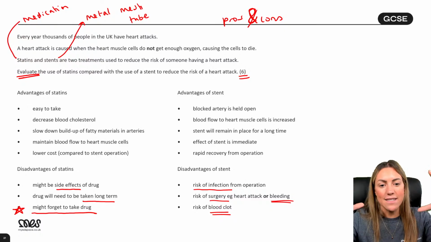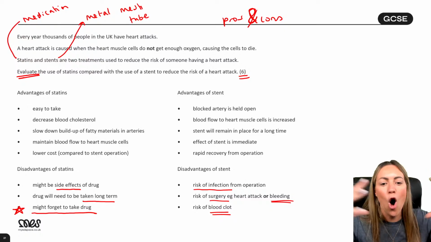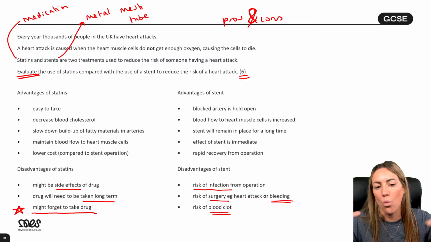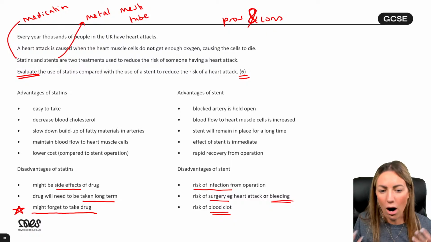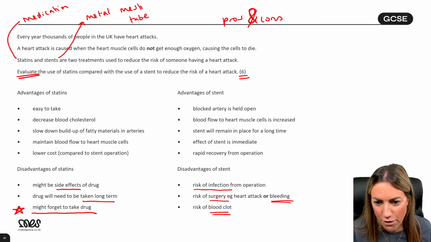Yeah, Grace, stents widen the lumen. Yeah, they hold the blood vessel open so it's wider, so more blood can flow through, which obviously is an advantage because if more blood can flow through, the heart can get more oxygen and more glucose for respiration.